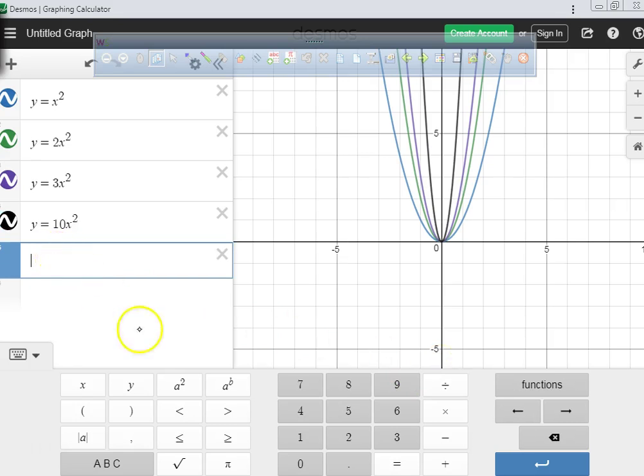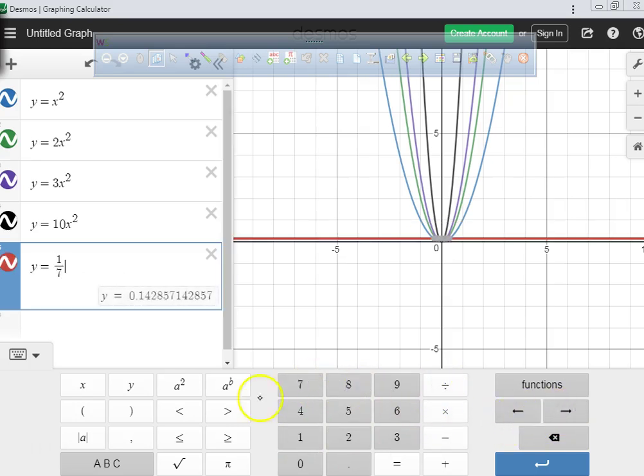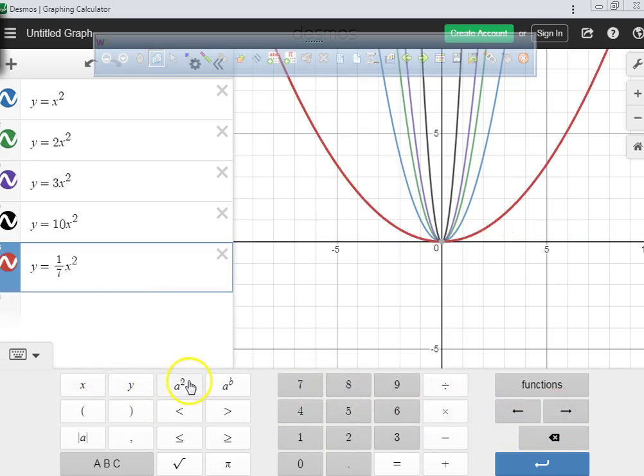So what would happen if I had, say, a fraction? Give me a small fraction. 1/7. Good. 1 divided by 7. I'm going to type in x squared. What word would you apply to tell me what's happening with that graph? It's wider.